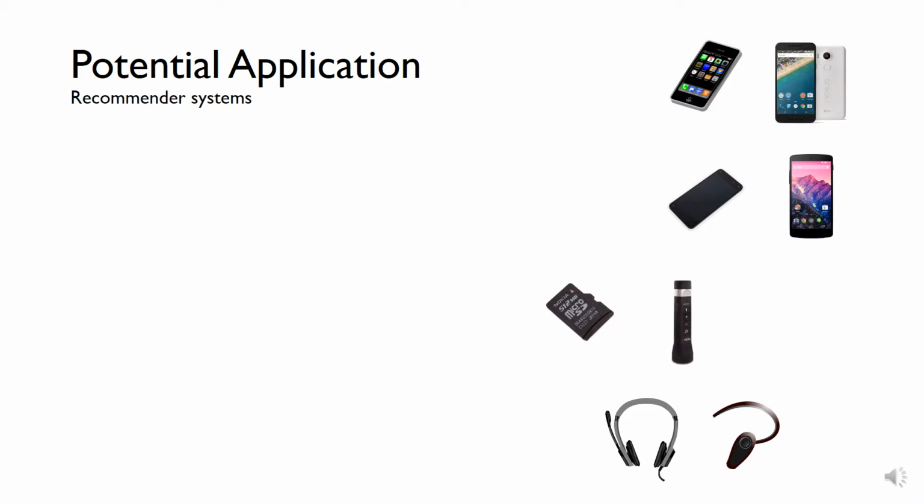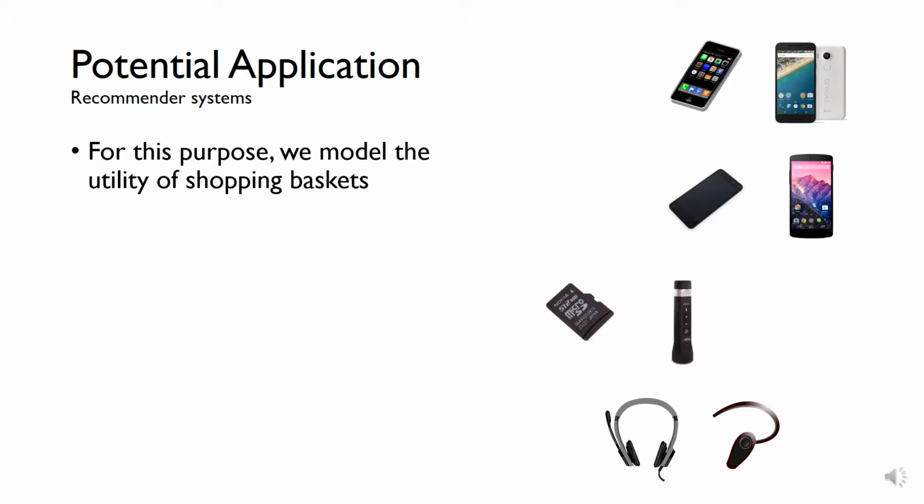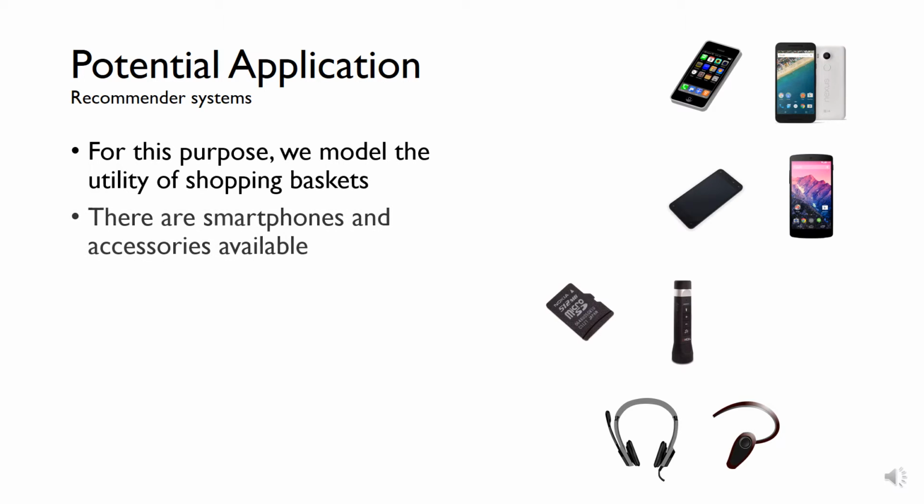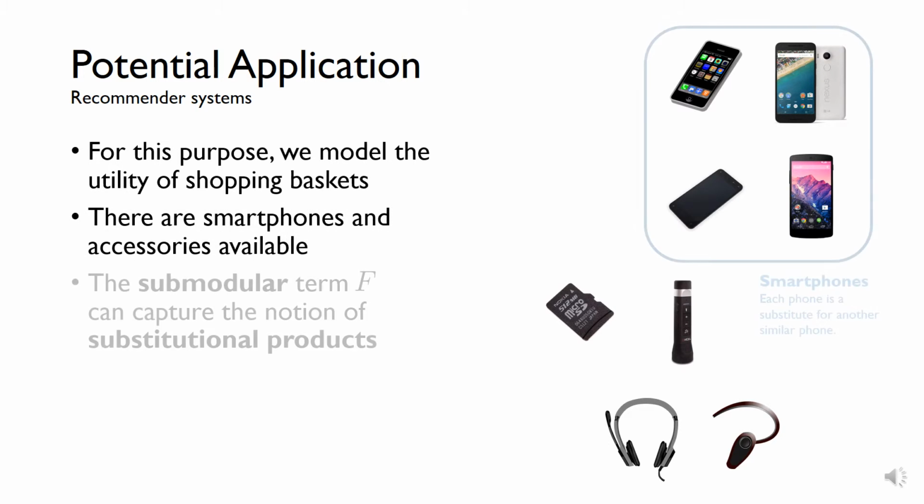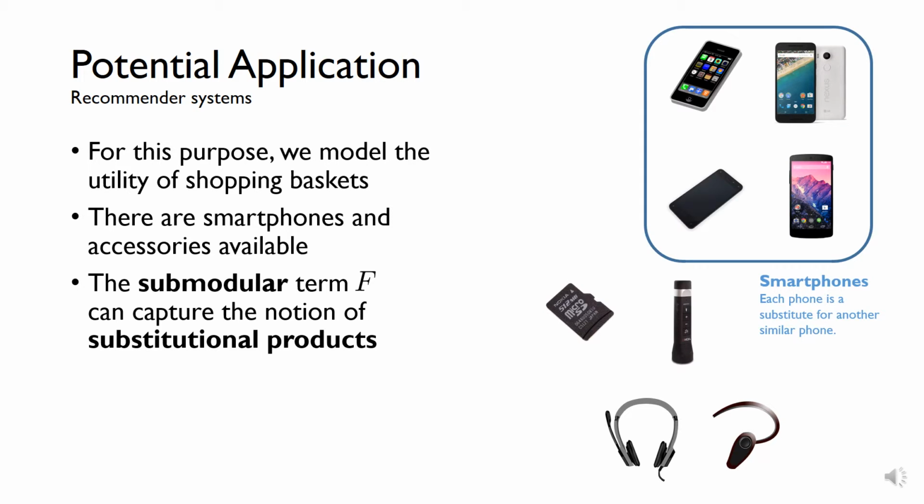Let us look at the application in recommender systems in more detail. In this application, we want to suggest items to users in an online shop. To make good proposals, we need to model the utility of different shopping baskets. Let's assume that in our online shop, we sell smartphones and smartphone accessories. In this setting, the submodular term of our model, f, can capture the notion of substitutional products, that is, when different items share the same characteristics.